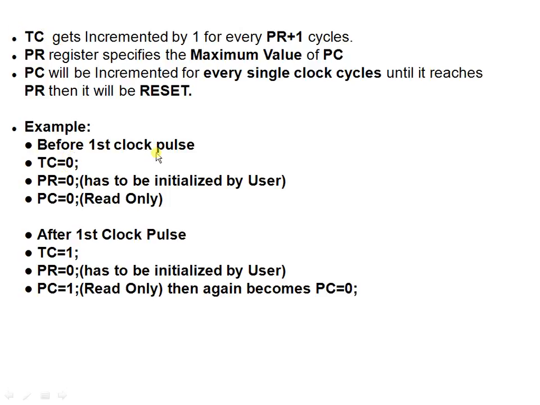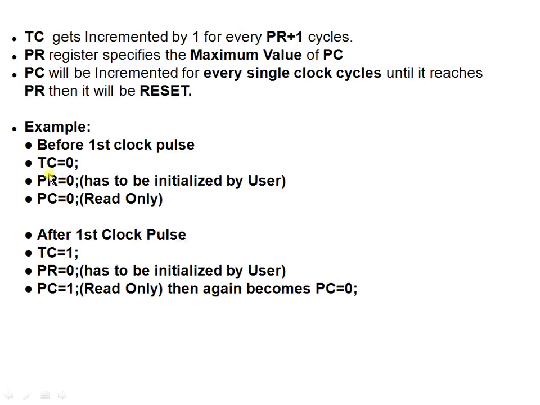Before the first clock pulse, the TC value is 0 and the PR value is 0. This has to be initialized by the user. And PC is read only, as I told you. PC will start from the default value, that is 0. Now after the first clock pulse, what is happening?